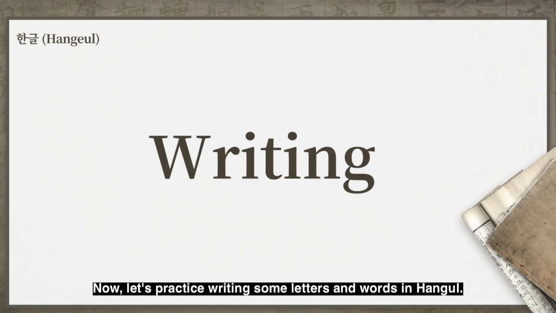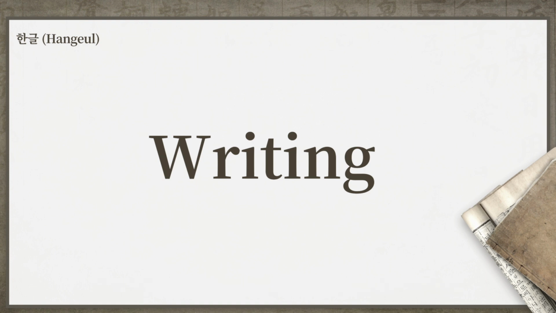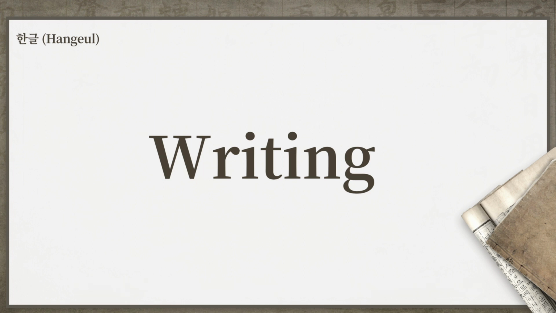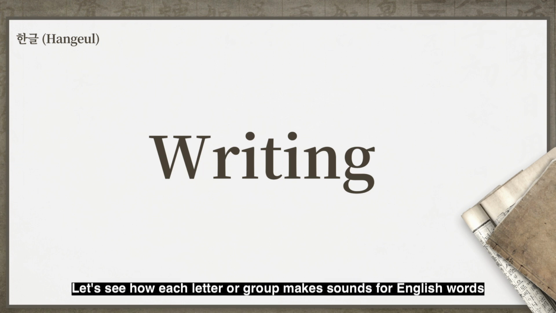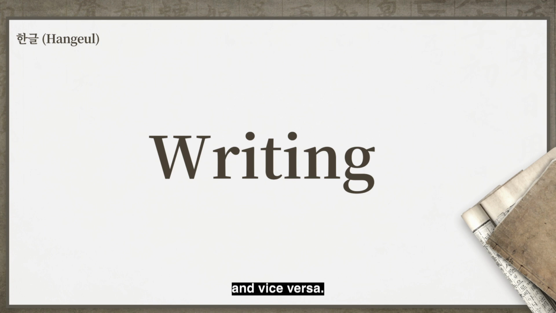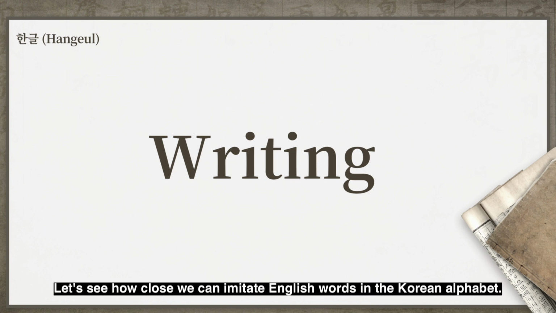Now let's practice writing some letters and words in Hangul. Let's start with some English words. As you notice, Hangul is a phonogram language like English, meaning one letter or group of letters represents a unit of sound. Let's see how each letter or group makes sounds for English words and then try to find their equivalent or similar sounds in the Korean alphabet. Of course, the sounds in English are not the same as the ones in Korean and vice versa. Let's see how close we can imitate English words in the Korean alphabet. Ready?